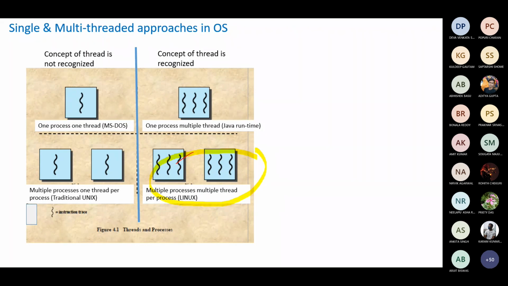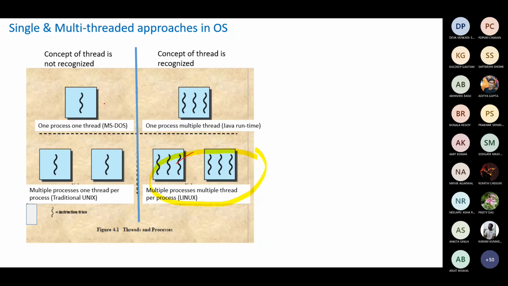So in the first case, you see the box represents a process, and this curvy line represents a thread, an execution thread within that process. So the first one, what is the example of that? What kind of system resembles this case?